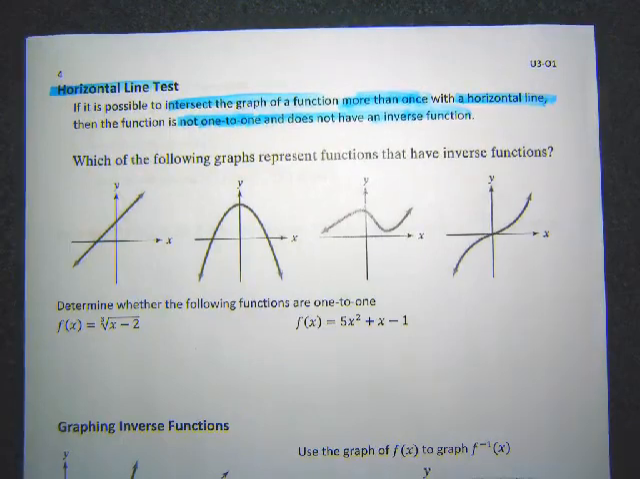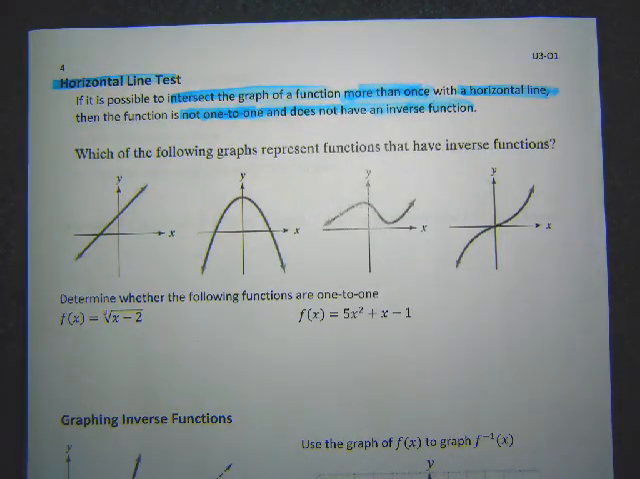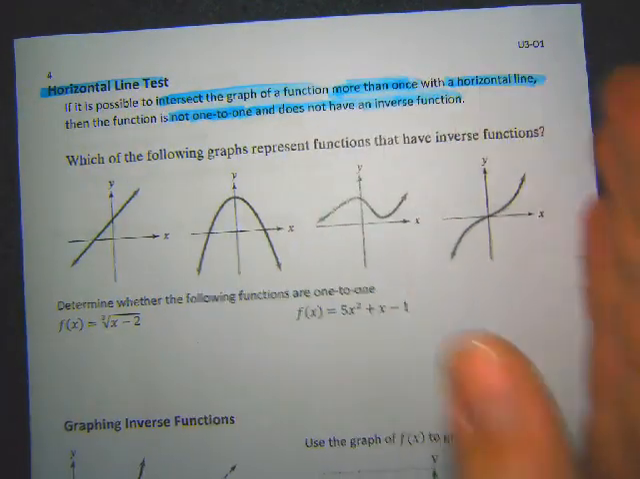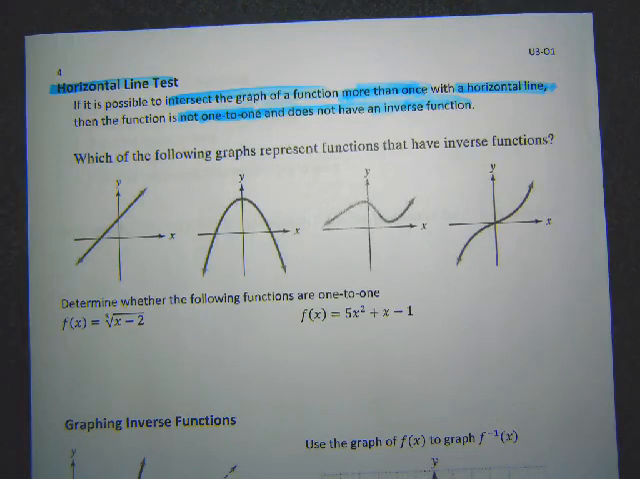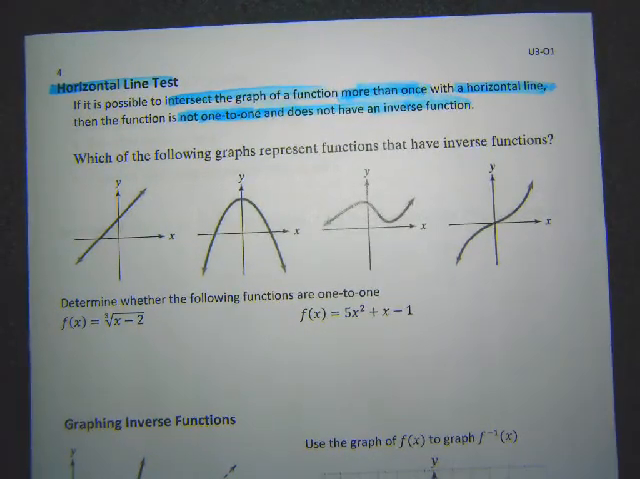So that's what this says. The horizontal line test tests to see if it's one-to-one and if it has an inverse function. We had the vertical line test before, right? And the vertical line test just tested if it was a function. So all these pass the vertical line test. They cross only once, so they are functions. But the horizontal line test checks to see if it's a one-to-one function.